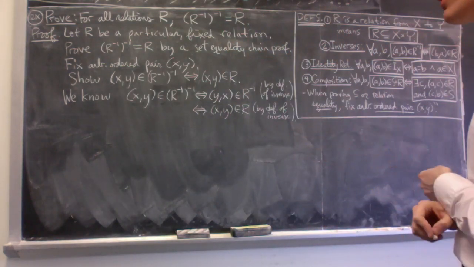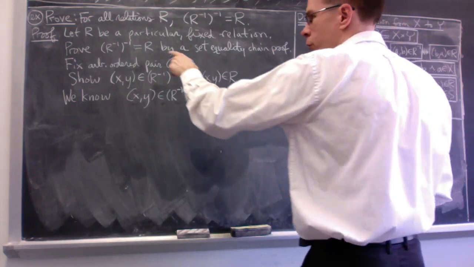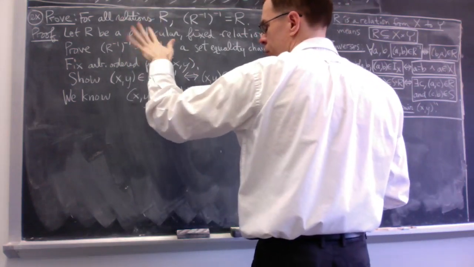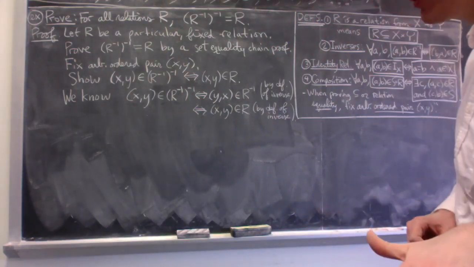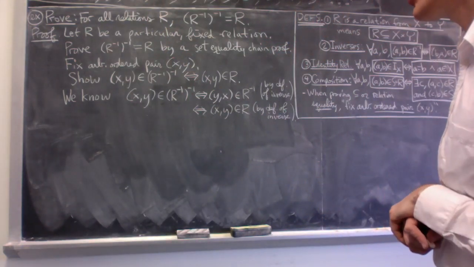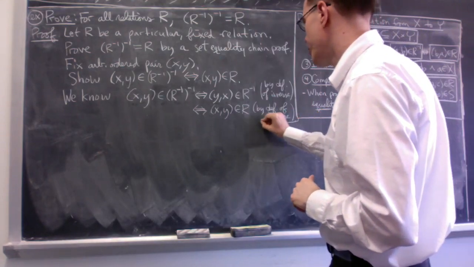And that's it. So that was a short one. You could have also done subsets in both directions. That would have worked, but would have been a rather longer, two-part proof. Sometimes you have to do that, though. But here, the chain proof worked out really, really well.